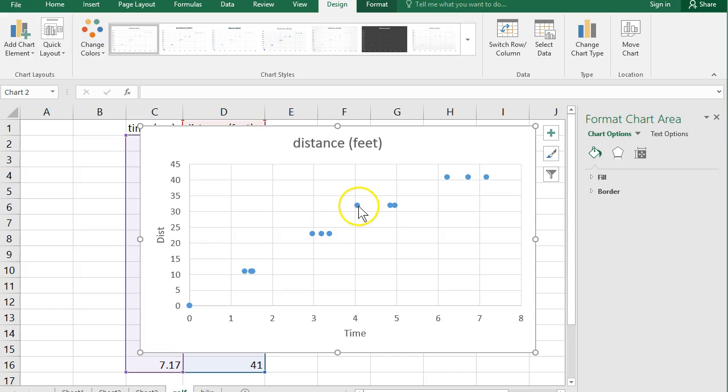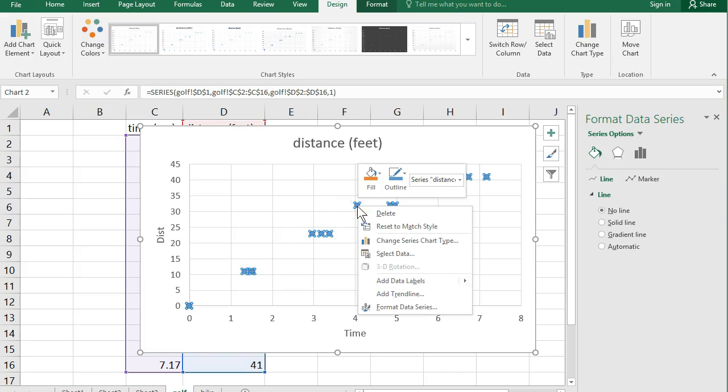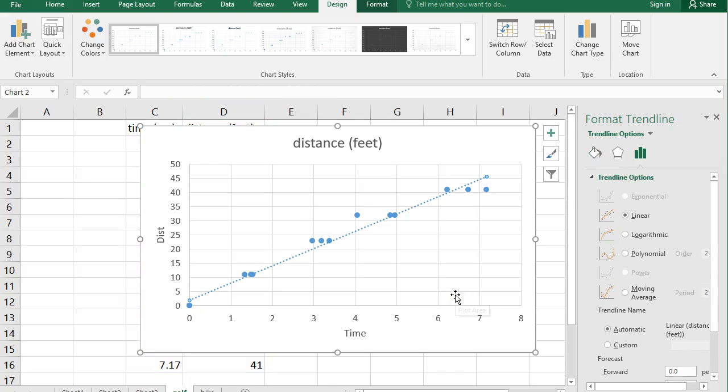I'm going to point at one of my data points, and then I'm going to right click, and it's going to pop up this little menu. The thing I'm interested in is right near the bottom. It says add a trend line. I'm going to choose that. And it's going to guess what kind of a line it needs to put in here. In this case, it's guessing that this is a linear function. And if we look at this, it makes sense. Most of the stuff we will do this year is going to be linear.